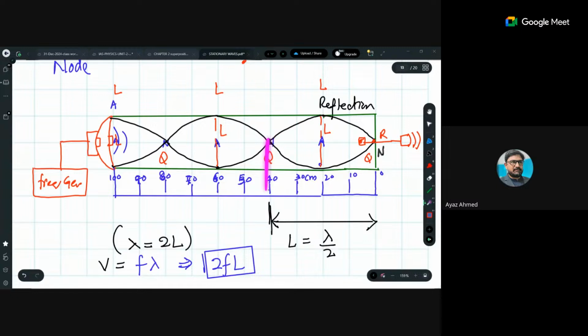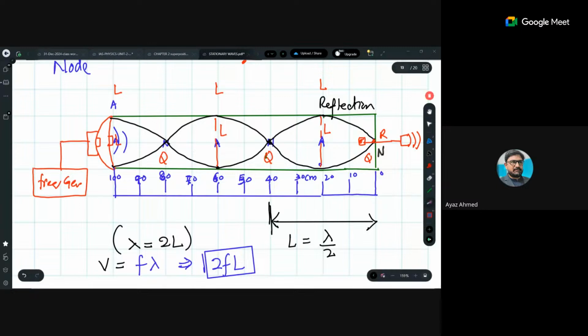For example, the next quiet point is at the 40 centimeter mark. Then slide the mic towards the source and mark the next quiet point. Let's say it is at the 80 centimeter mark. So it is obvious that the distance between two consecutive nodes is equal to 40 centimeter. Is this clear to you? Yes, sir, clear.